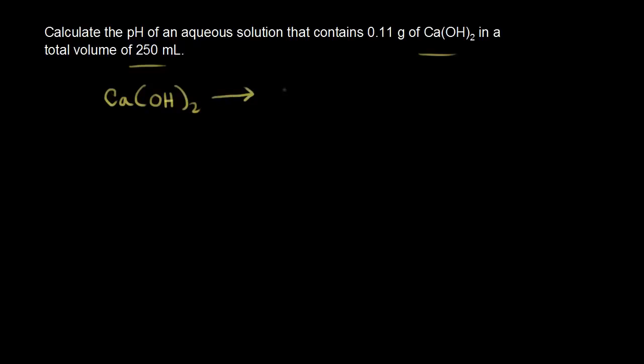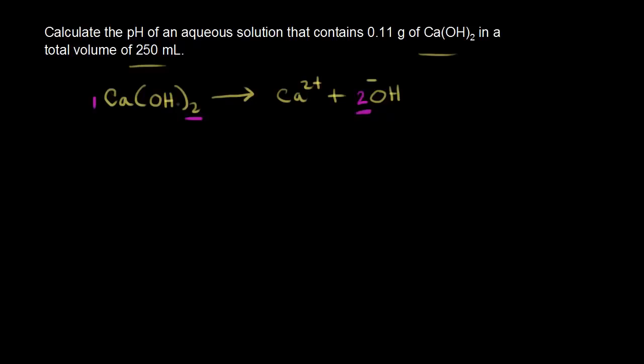We're going to get calcium ions in solution, right? And we're also going to get hydroxide anions in solution. But if you balance this, right, you need a 2 here. So for every 1 mole of calcium hydroxide dissolved in water, you're going to get 2 moles of hydroxide ions.